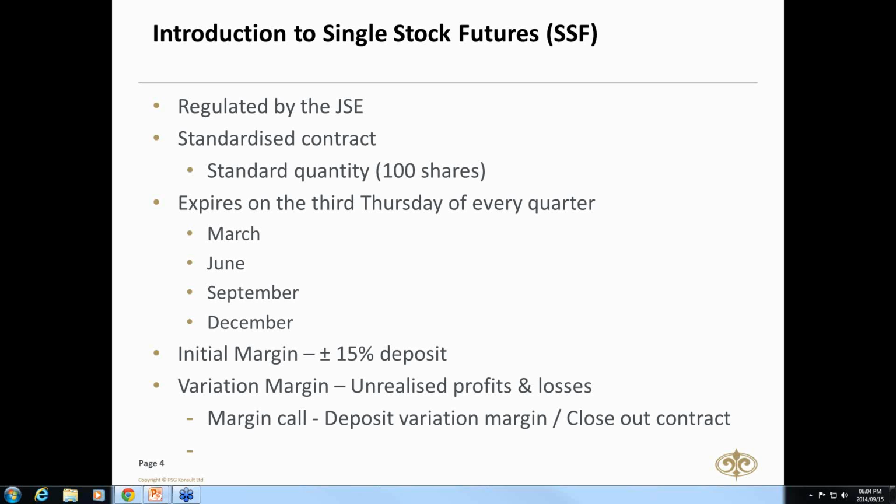Everyone understands putting down initial margin. The difference is that the initial margin gets ring-fenced, and you need to keep it at 15% on a daily basis. That's where we bring in what they call variation margin. Unrealized profits and losses are marked to market (MTM) on a daily basis to your single stock futures account. So it's not only the 15% margin you have to worry about. You have to have additional funds in case the market goes against you.